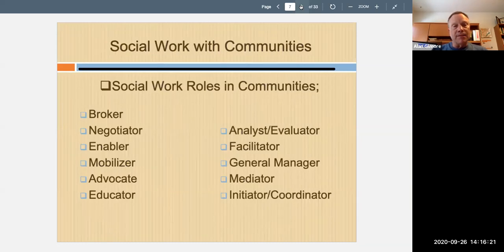So we've had a couple of opportunities to take a look at all the various kinds of roles that social workers can play, both in the micro as well as the macro arena. And so again, this is probably a list that looks somewhat familiar to you from some past discussions and some past assignments. But these are all roles that a social worker who's working within a community practice setting could possibly adopt.